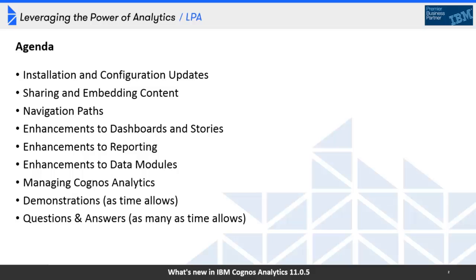Then we'll talk about navigation paths. Navigation paths, this feature goes across both data modules and dashboards. You define your navigation paths in your data modules, and you leverage those navigation paths in dashboards. And it appears in many ways like OLAP data in that we can drill up and drill down in our navigation paths while viewing a dashboard or story.